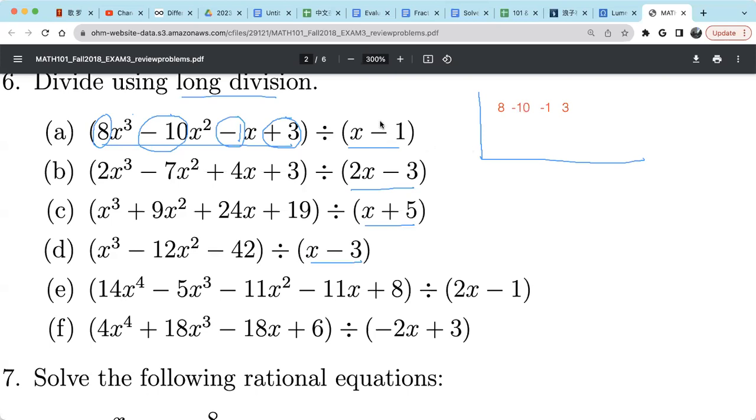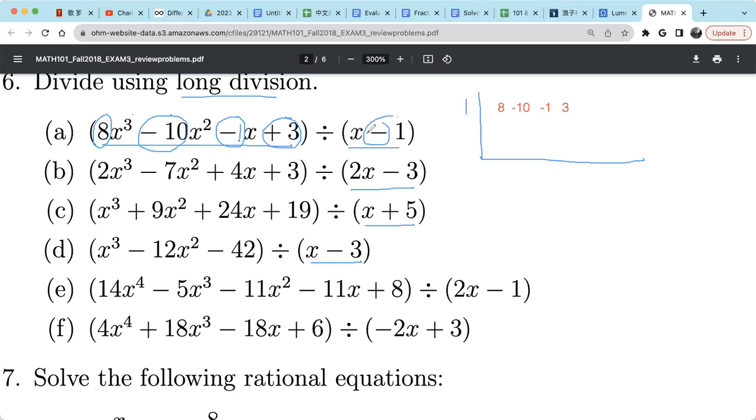Then I look at the divisor. The divisor is x minus 1. So this is a minus sign, so I'm going to put a positive 1 outside. If this were plus 1, I'm going to put a -1 here. All right, so this is set up. We just need the coefficient of every term, and whatever this factor is, but taking the negative sign.